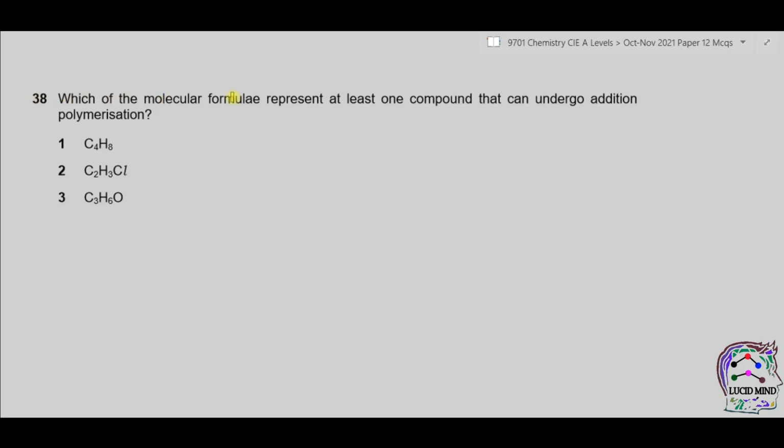Question 38. Which of the molecular formulas represent at least one compound that can undergo addition polymerization? For addition polymerization, if we have a double bond between 2 carbon atoms, then they can undergo addition polymerization. Let's look into the first one. The first one is an alkene, C4H8. We can draw the structure 1, 2, 3, 4. So this can undergo addition polymerization through these 2 carbon atoms. The repeat unit will be like this.